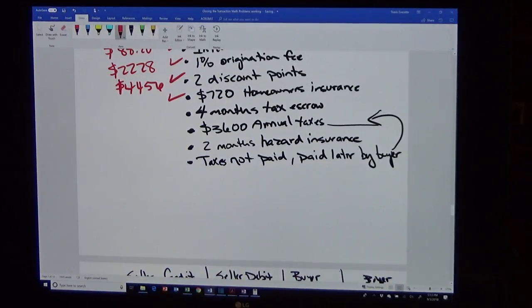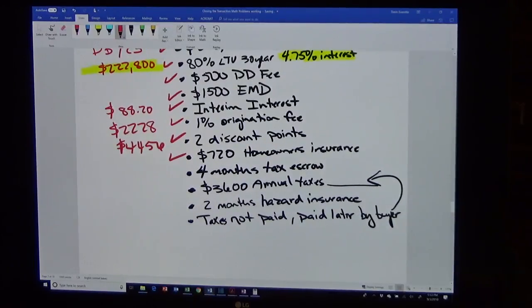4 months of tax escrows, and we've got on the next line that the annual taxes are $3,600. Okay, so I'm just going to do that work right here in the margins. $3,600 divided by 12 equals $300 a month. Times 4 months is going to be $1,200. So this is $1,200 for tax escrows. And that's going to be the buyer's tax escrow.